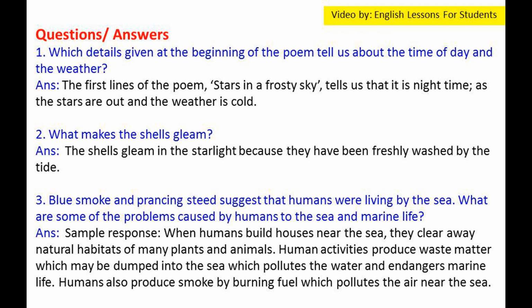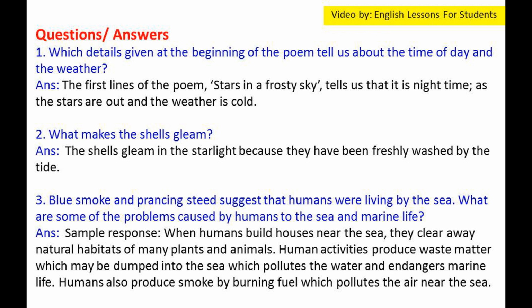Now come to the exercises. Questions. 1. Which details given at the beginning of the poem tell us about the time of day and the weather? Answer. The first lines of the poem, stars in a frosty sky, tell us that it is night time as the stars are out and the weather is cold. 2. What makes the shells gleam? Answer. The shells gleam in the starlight because they have been freshly washed by the tide.